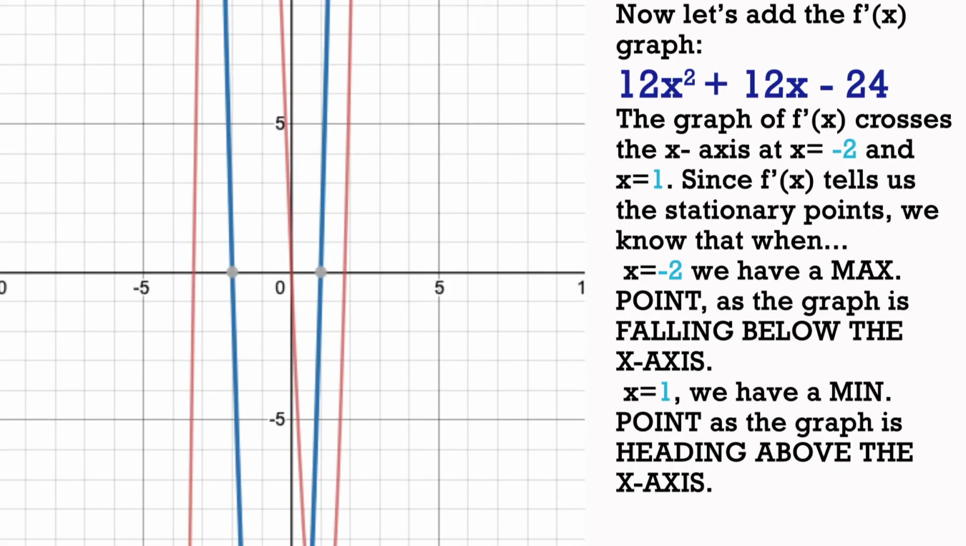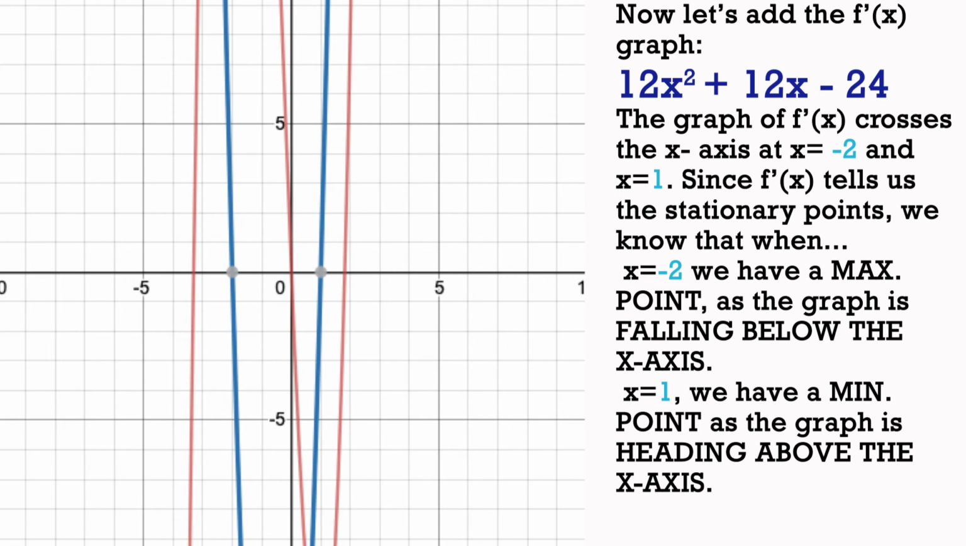Now let's add the first derivative graph, 12x squared plus 12x minus 24. The graph of the first derivative crosses the x-axis at x equals negative 2 and x equals 1. Since f prime of x tells us the stationary points, we know that when x equals negative 2, we have a maximum point, as the graph is falling below the x-axis.